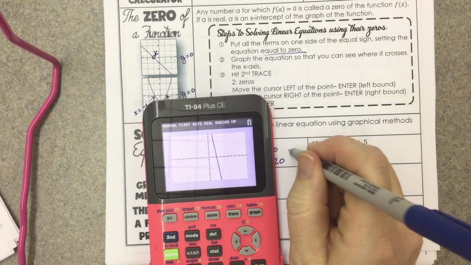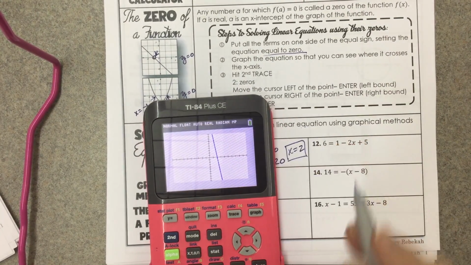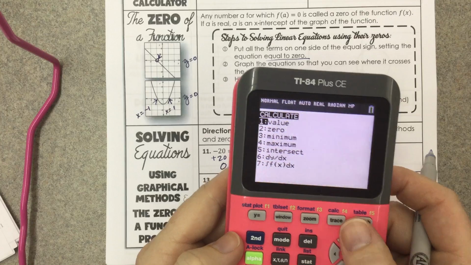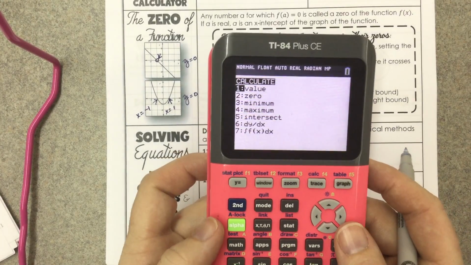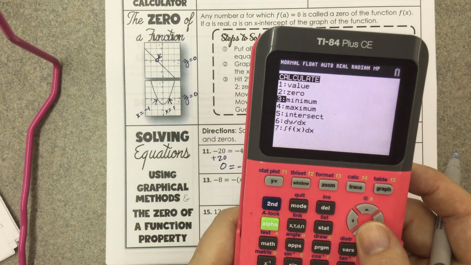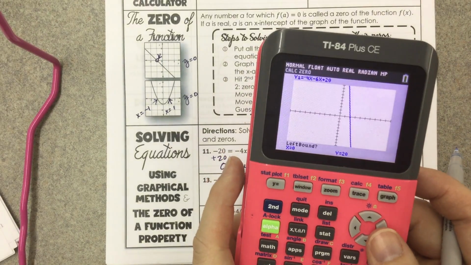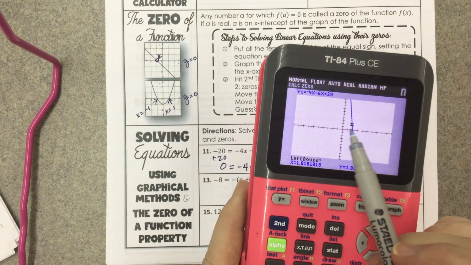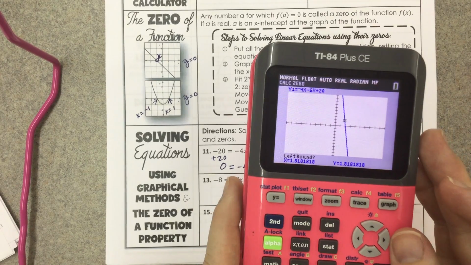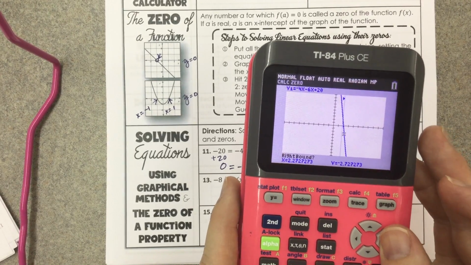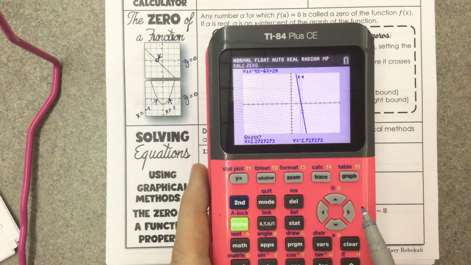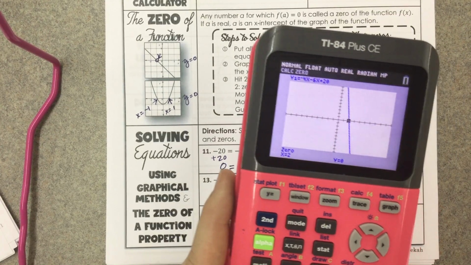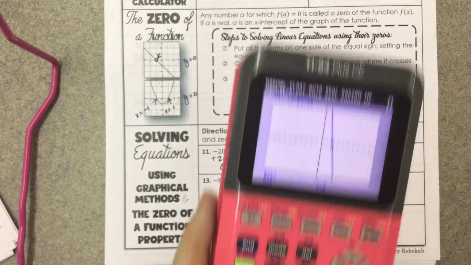But how can I be sure of that? Because sometimes you might have a decimal. So you need to hit second, calc, or trace, which is the calc button when you hit the second button, and then go down to 0. Then you need to get on the left-hand side of the 0, hit enter, then get on the right-hand side of the 0 by hitting the left and right arrows, hit enter, then hit enter again, and we can see that indeed it is true, the 0 is actually 2.